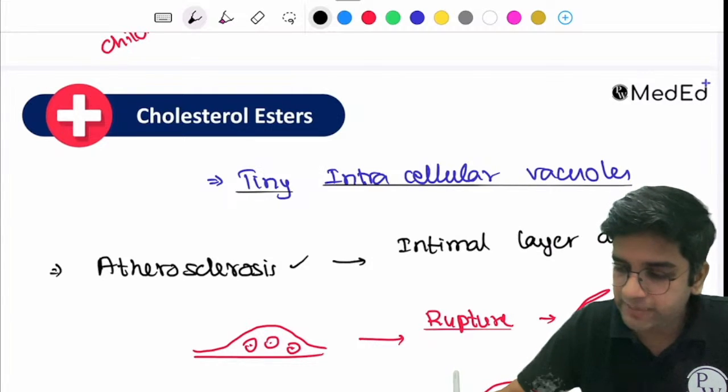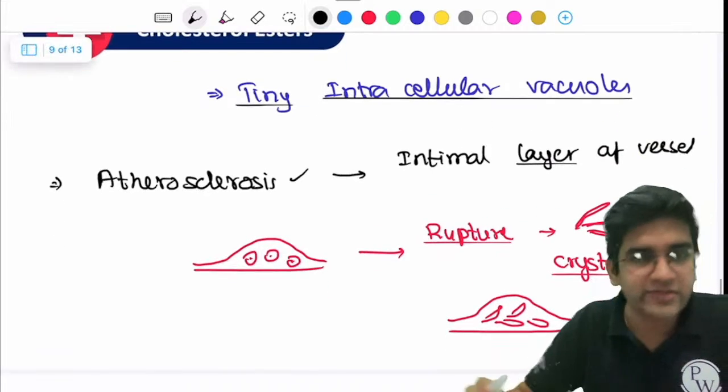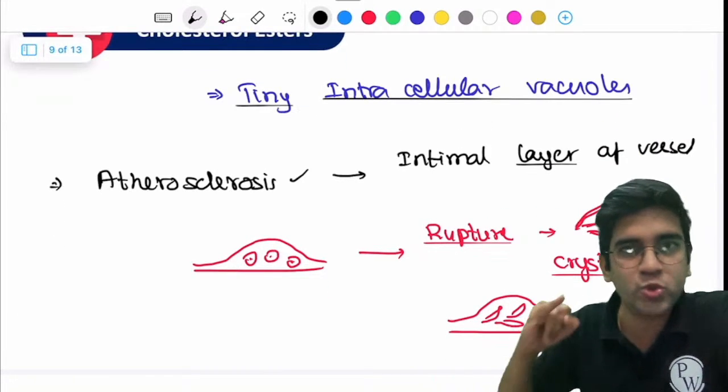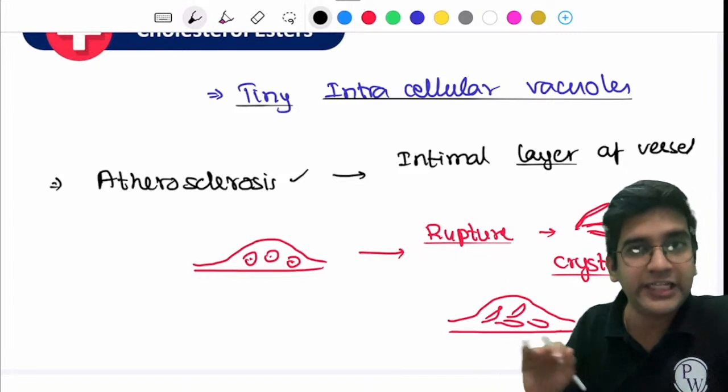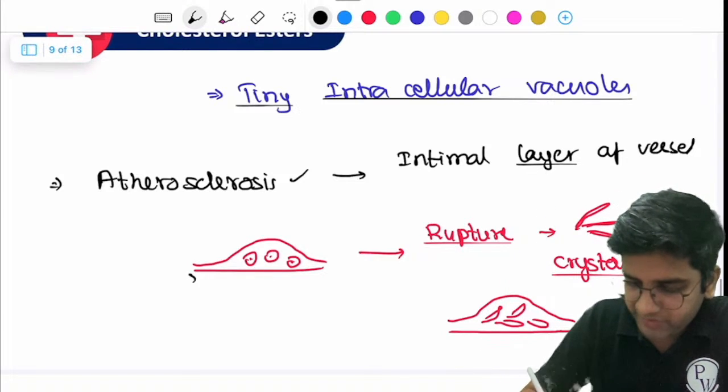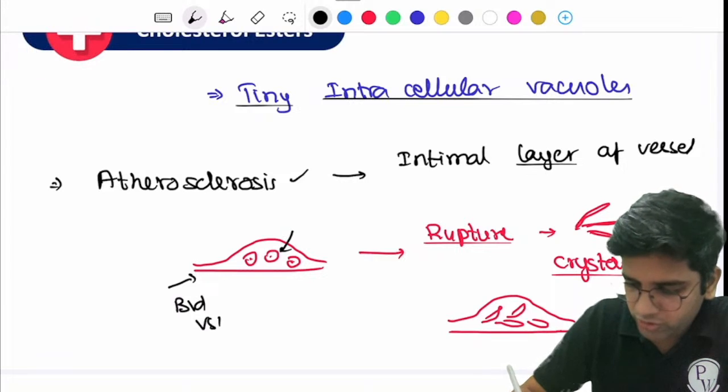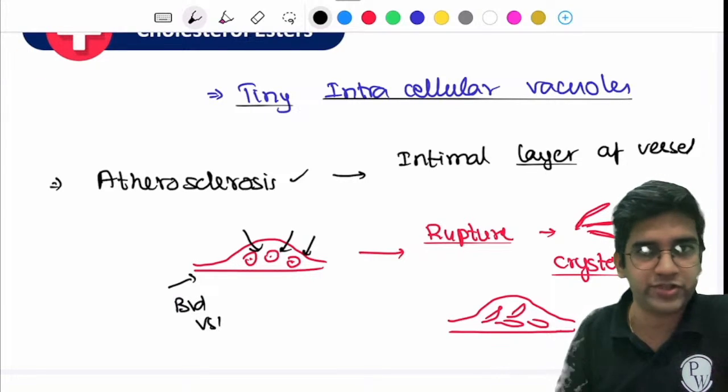It will accumulate in the intimal layer of the blood vessel. You must have read about the 3 layers of blood vessel, right? Tunica intima, tunica media, tunica adventitia. It accumulates in the intimal layer of blood vessel. Let's assume this is a vessel, and this is where all the cholesterol esters accumulate inside macrophages.